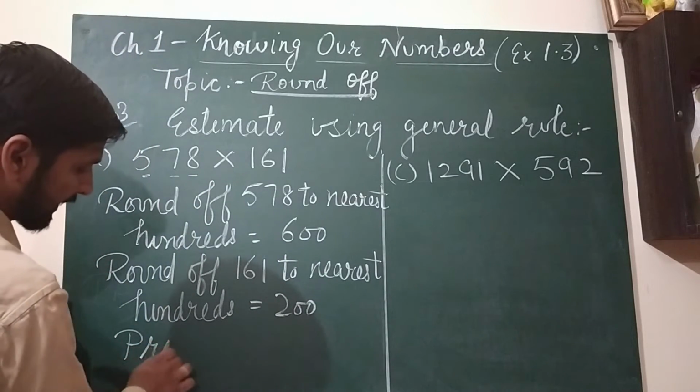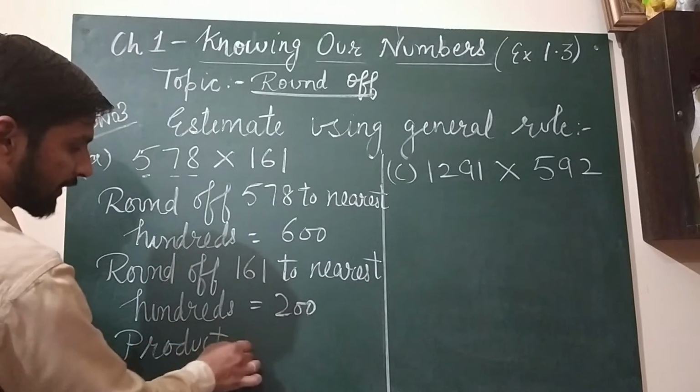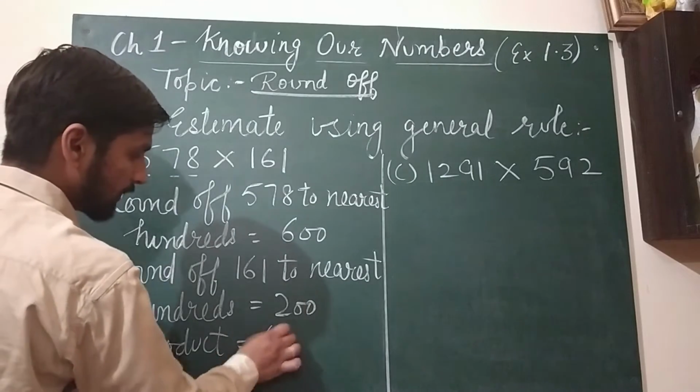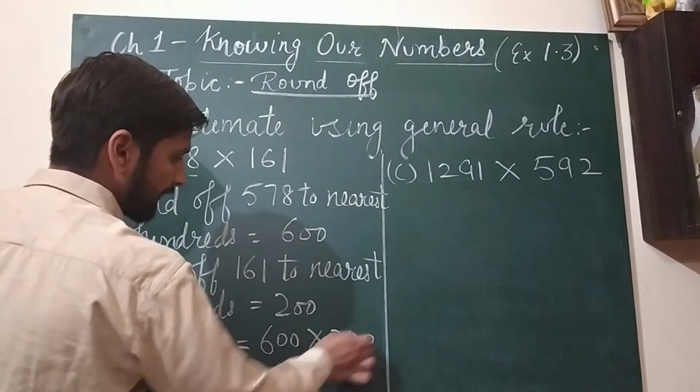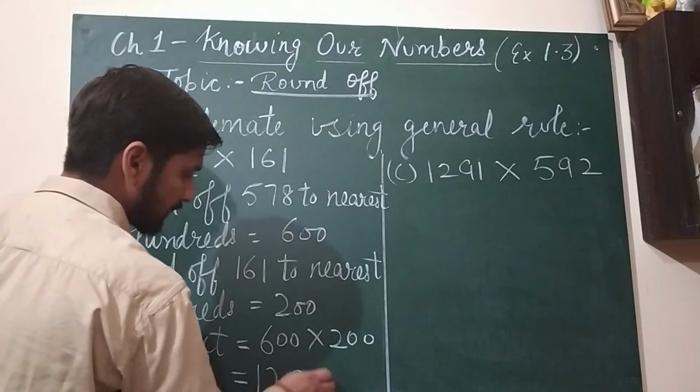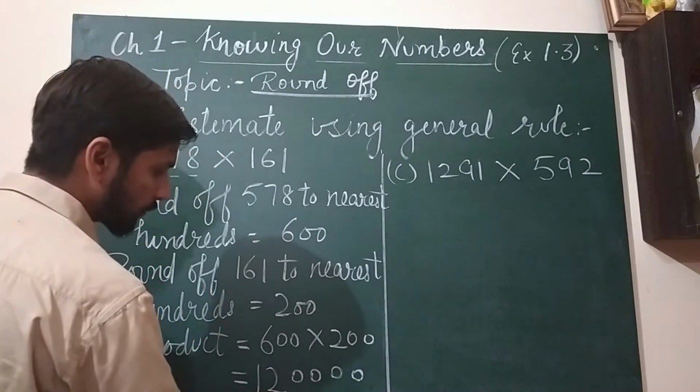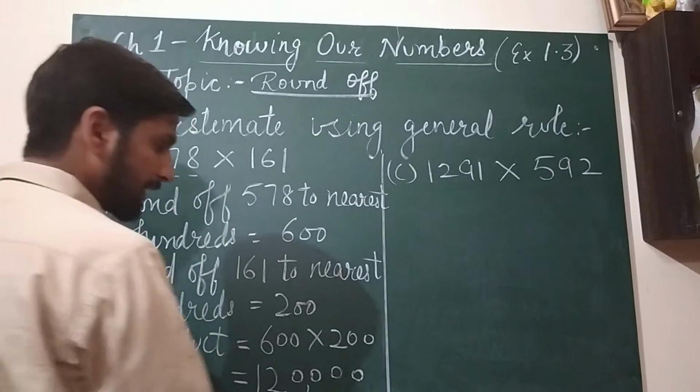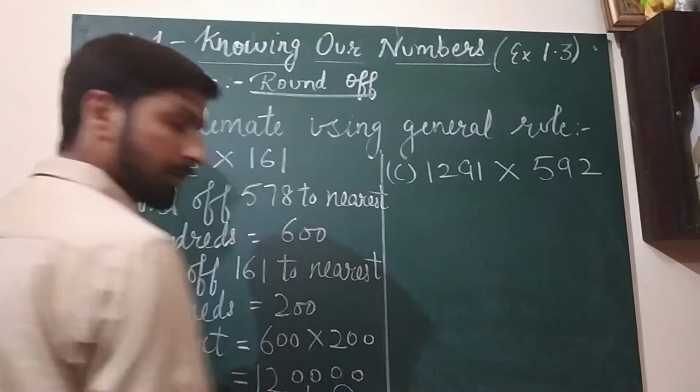That means we have to find out the product. So I write the statement: product is equals to 600 into 200. When I multiply it, I get 4 zeros along with 12. So it will be 1,20,000. That will be the answer.